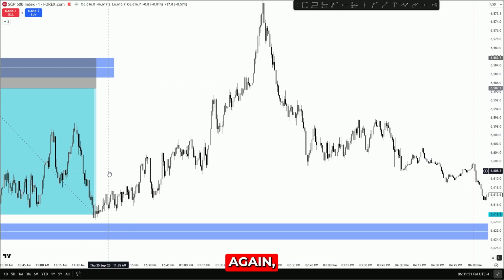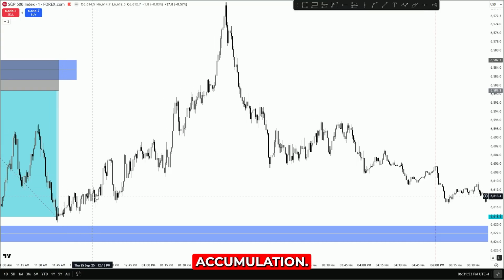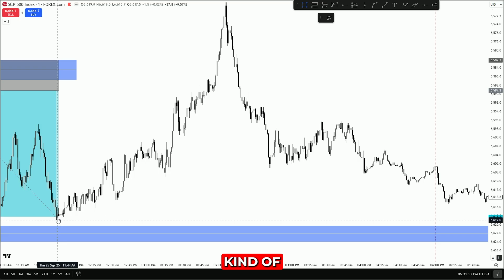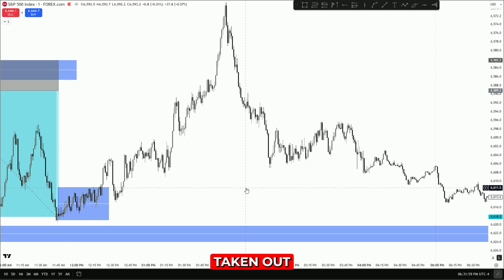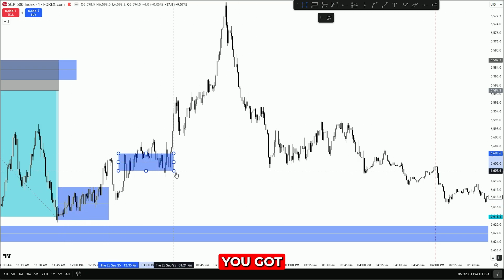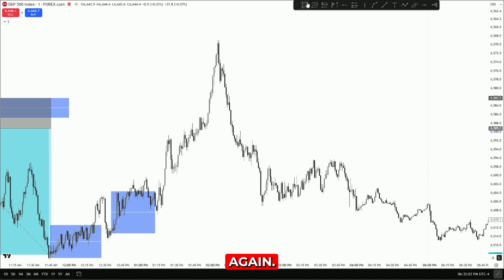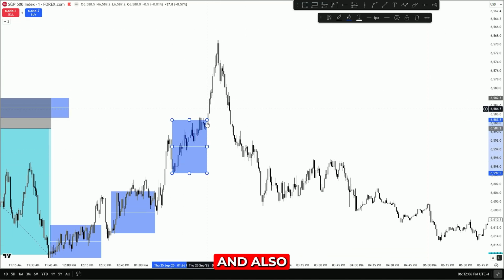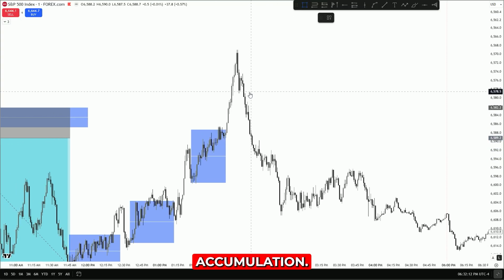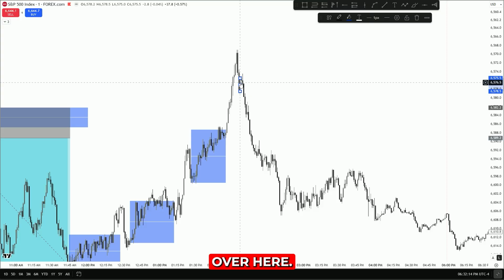That's how you trade. Again, you can see this is the accumulation. Now this is the advanced structure, but you need to understand this kind of slow momentum is always going to get taken out by the market. Again, you got this kind of slow momentum, again the slow momentum over here. This is also accumulation. Keep that in mind. This is also accumulation, and then you got the displacement over here.